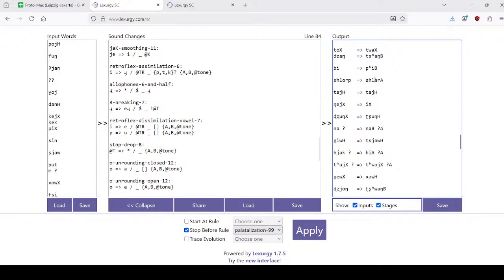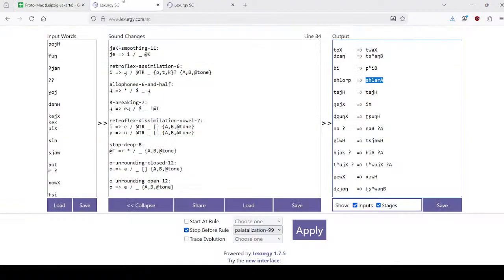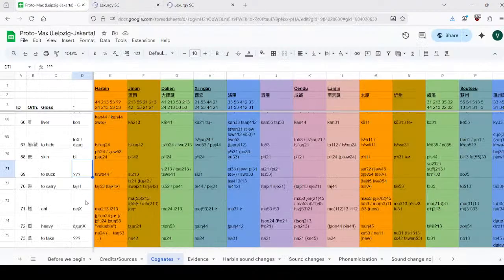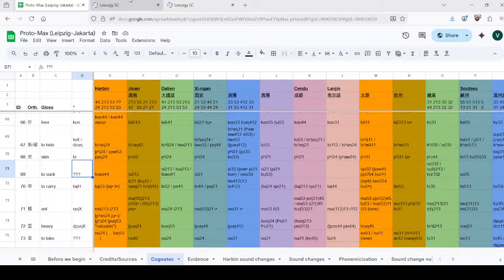And it dutifully gave me a sound change here. To carry, da, die. Going to die. That's correct. Ant going from ngate to yi. It's good. And I think we should also do the other. Oops, excuse me. Oh, sorry about that.